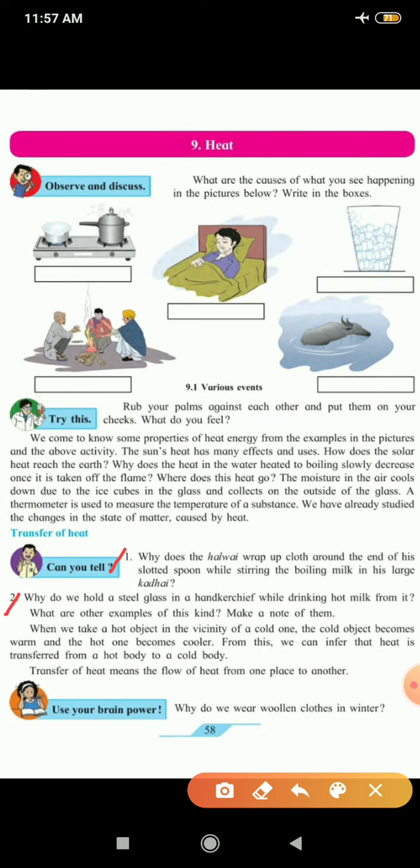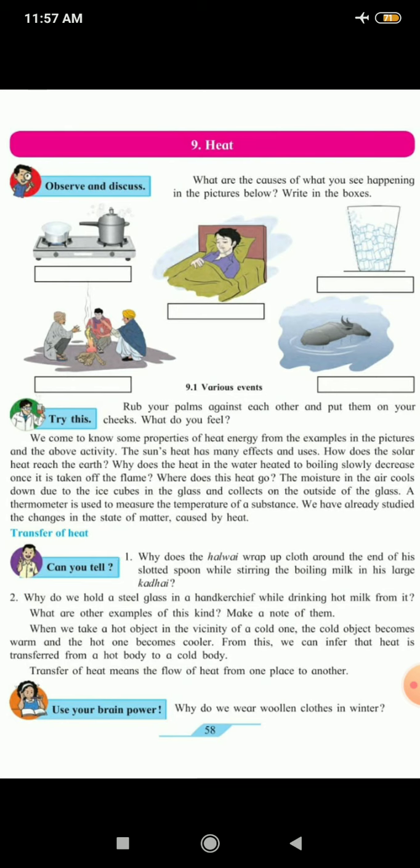Second question. Why do we hold a steel glass in a handkerchief while drinking hot milk from it? Again, the same thing here. Metals are good conductors of heat, so it becomes hot, and to protect our hand from burning, we have to wrap a handkerchief while drinking hot milk from it. What are other examples of this kind? Make a note of them. You can write more examples on your own.